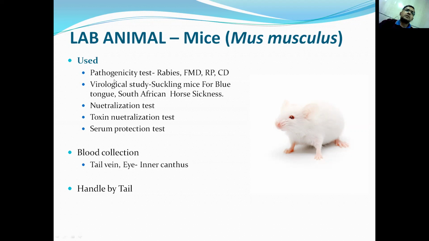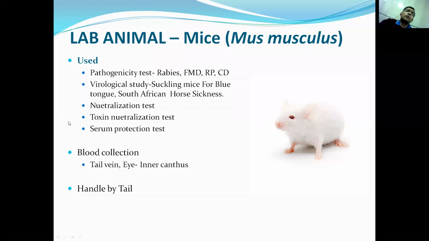So mice are generally used to study the pathogenicity of some viral and bacterial diseases. Many times they are also used for production of some biologicals, like in hybridoma technology. Sometimes they are also used for virus isolation, like in virological study, and many times for neutralization studies, toxin neutralization or serum neutralization, to demonstrate some toxins or some particular antibody, or to demonstrate the presence of antigen. Okay, so this is a brief overview of their uses. There are many more.